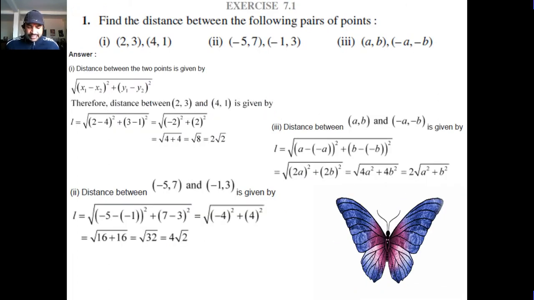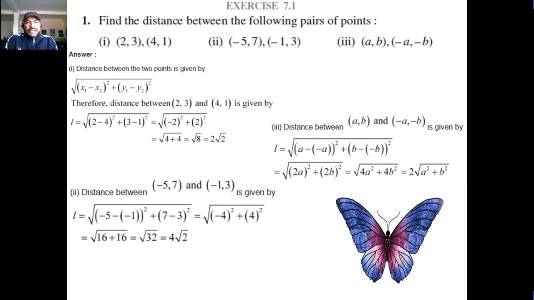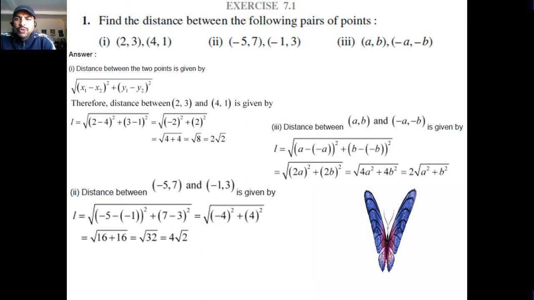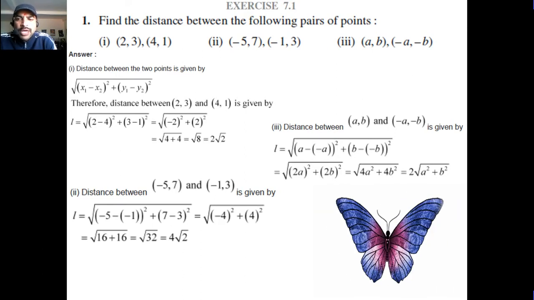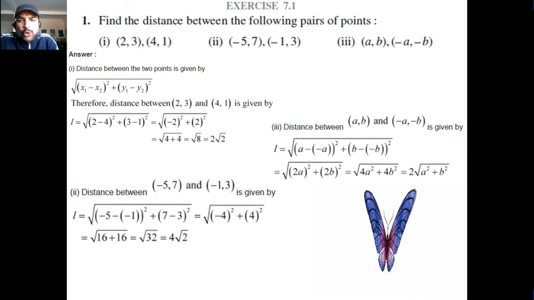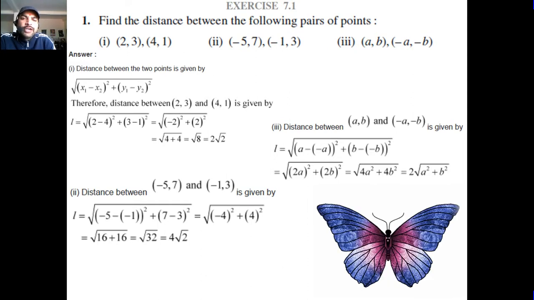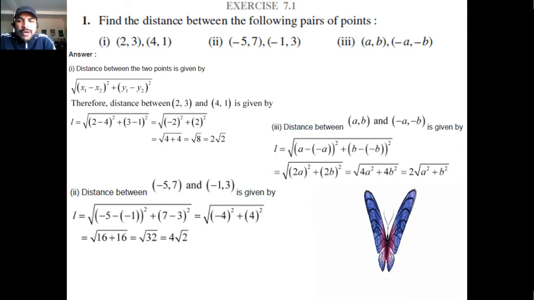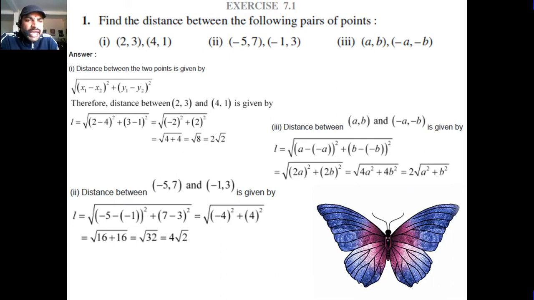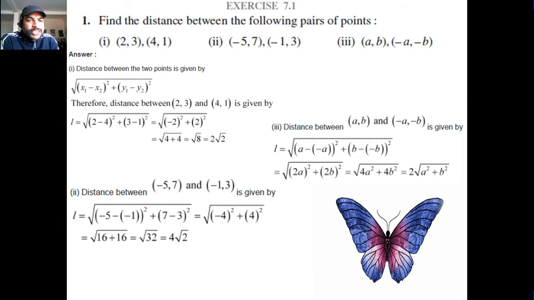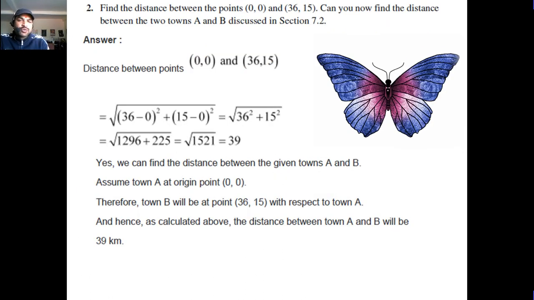Now students, let's start our exercise 7.1. Find the distance between the following pairs of points. Here x1, y1 is (2, 3), x2, y2 is (4, 1), and substituting these values in the distance formula we get the distance is 2 root 2. Again, x1 is minus 5, y1 is 7, x2 is minus 1 and y2 is 3. Substituting in the distance formula we get 4 root 2. And x1 is equal to a, y1 is equal to b, x2 is equal to minus a, y2 is equal to minus b. Substituting in the distance formula, we get 2 under root में a square plus b square.